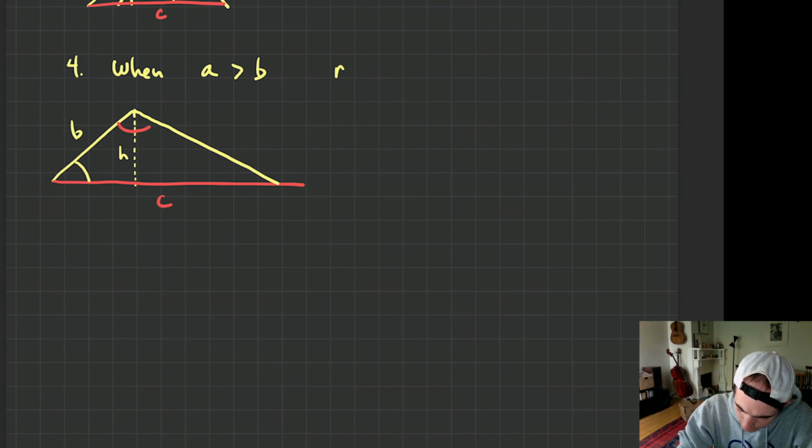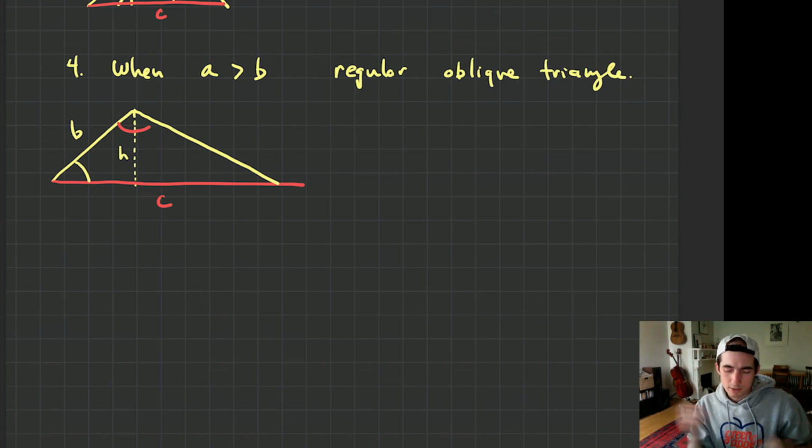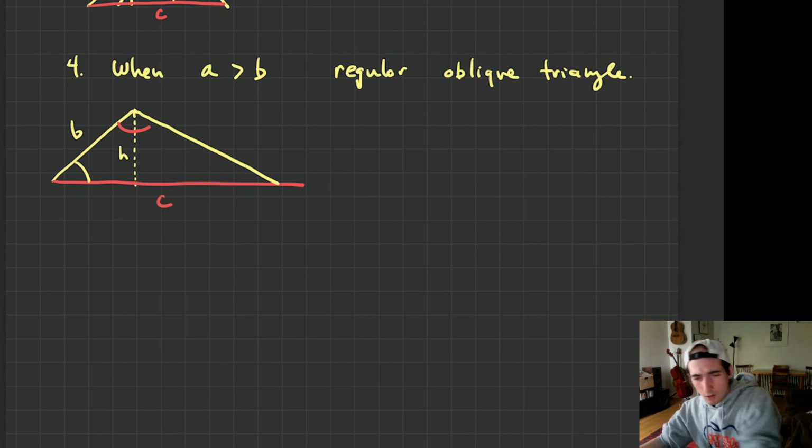This is just a regular oblique triangle. Okay, so that's just a regular oblique triangle, and we can use the sine law to solve this triangle. Okay. All right, so let's try an example of some of these. So let's see what an example can look like. Just let me pull one up here.